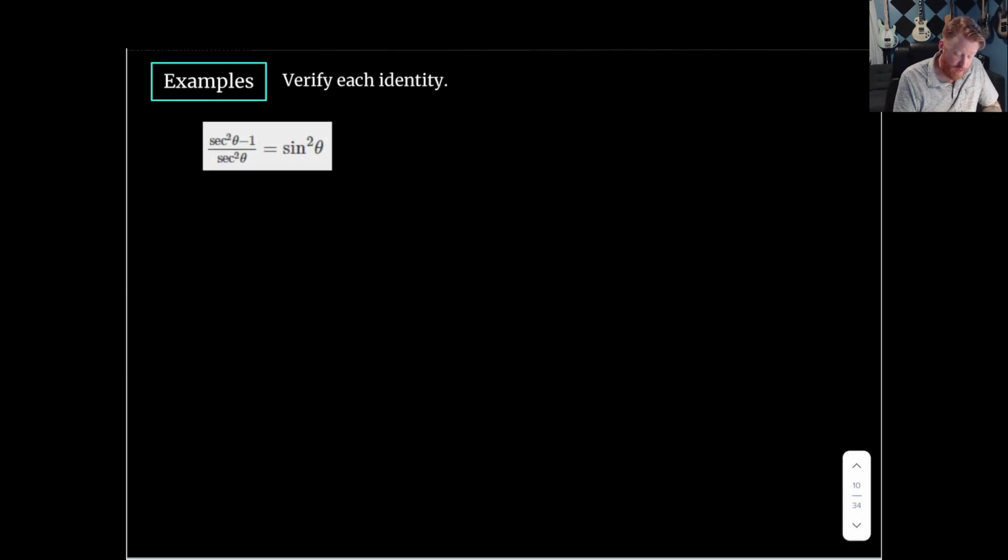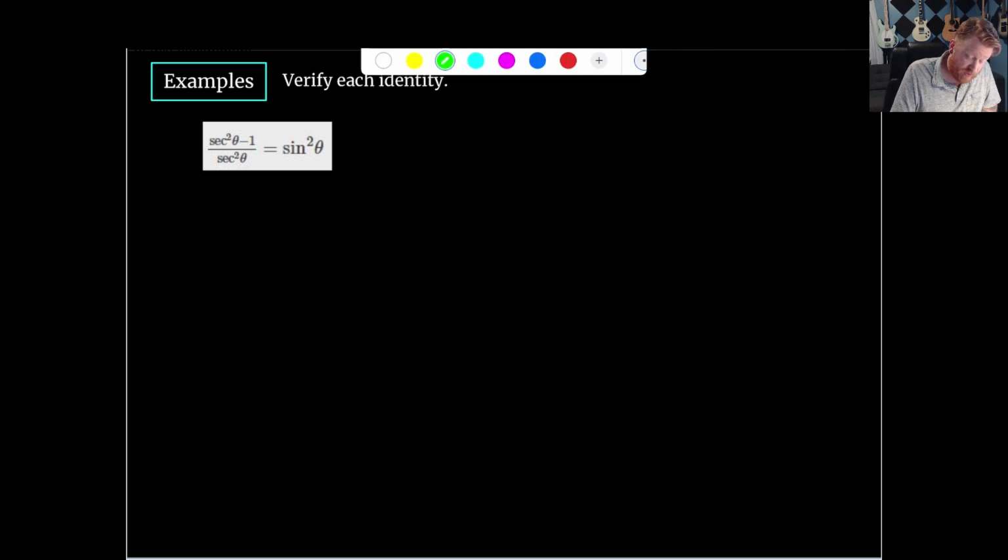All right, for this next one, we want to show that this quotient on the left, secant squared theta minus 1 over secant squared theta, is equal to sine squared theta. So we're going to start with the more complicated looking side, which is the secant squared theta minus 1 over secant squared theta side, and just use some of these identities to see if we can't turn this into sine squared theta at the end.